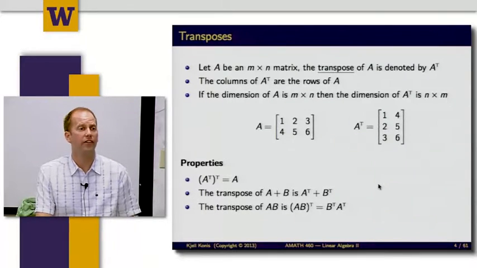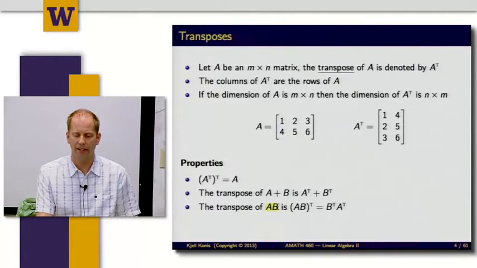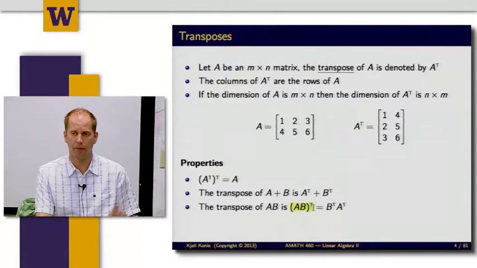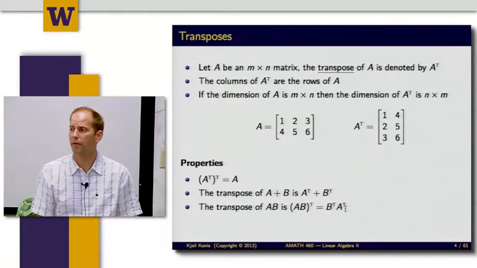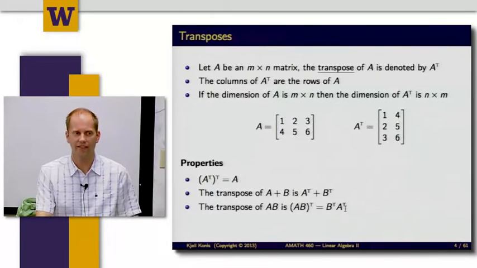Gets a little bit more interesting with products. So if I have a matrix product AB, then the transpose of my matrix product AB, so AB, the product transpose, is equal to B transpose A transpose. So this is the same way this happened with inverse matrices. You take the transpose of the pieces of the product, so you get A transpose and B transpose, and then transposing the product also changes the order. So AB transpose becomes B transpose A transpose.